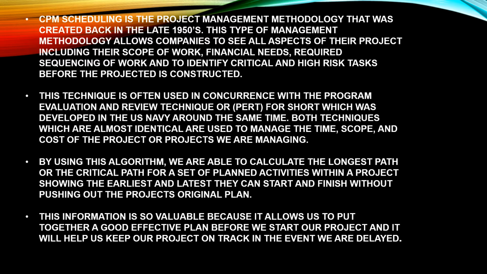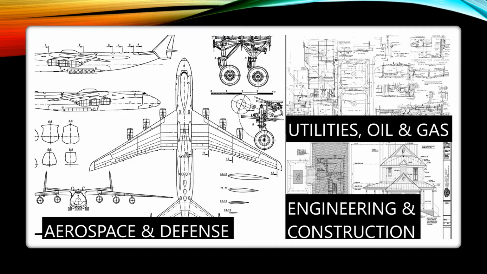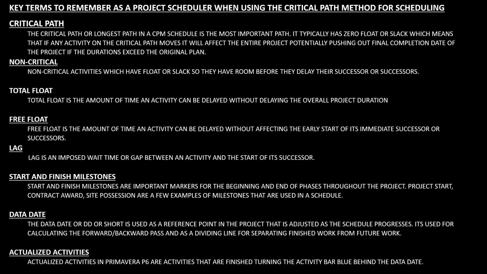By using this algorithm, we're able to calculate the longest path or the critical path for a set of planned activities within a project, showing the earliest and latest that they can start and finish without pushing out the project's original plan. This information is so valuable to us because it allows us to put together a good, efficient plan before we ever start our project, and it will keep our project on track in the event that we are delayed. This discipline is widely used across multiple industries such as aerospace and defense, oil and gas, and construction. Here's a list of some key terms that you need to become familiar with as a project scheduler in order to understand and use the critical path method effectively.